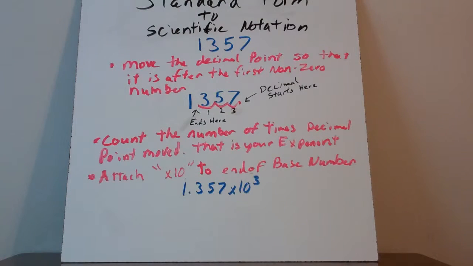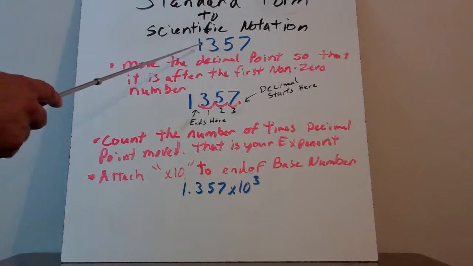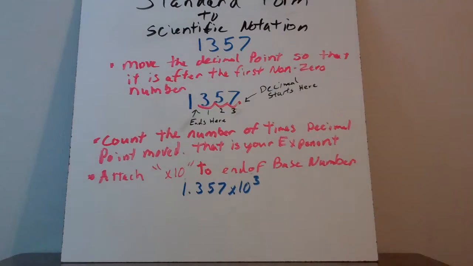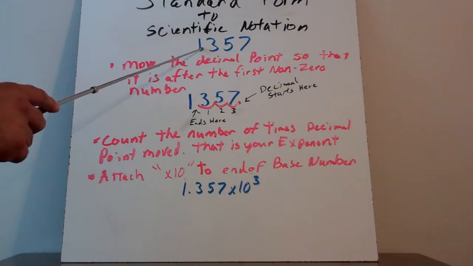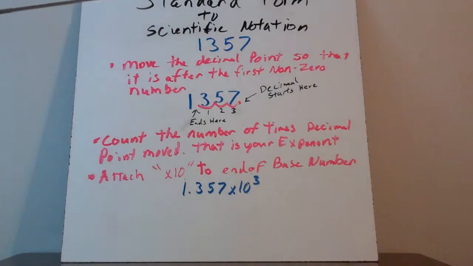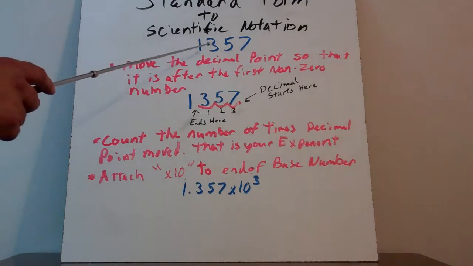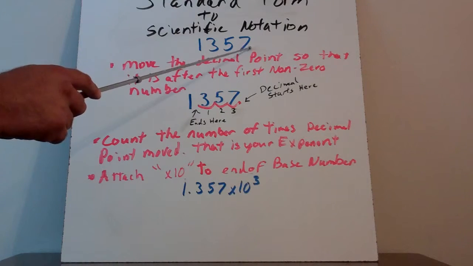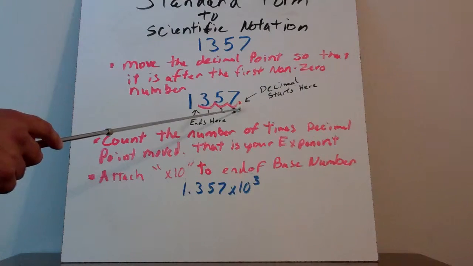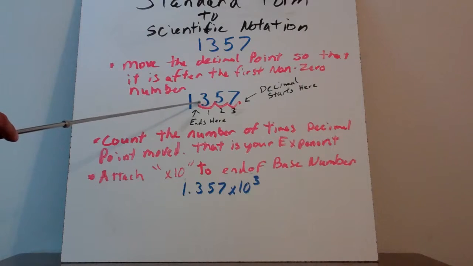Alright, so taking a standard form number, which is what we're used to working with, and putting it into scientific notation. The first thing that we're going to do is move the decimal point so that it is right after that first significant digit here. So it's going to end up being between the 1 and the 3 in this case. So we're going to start from here, as we have down here, and move it 1, 2, 3 places, so it ends up between the 1 and the 3.